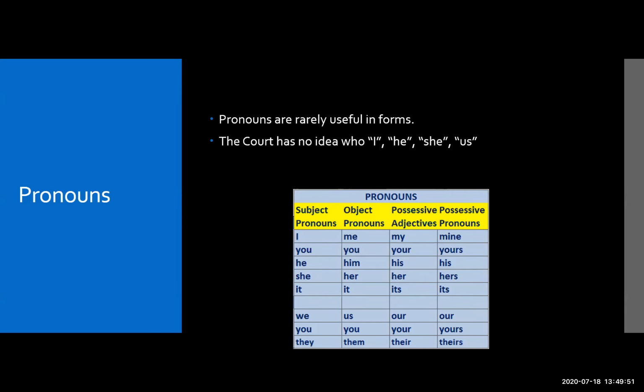Pronouns are rarely used in forms. What is a pronoun? Pronouns are when we say I, he, she, us. So if you're answering a question on a form and you, for example, write, he was in a car accident, the court is going to have no idea who you're talking about. So instead of he, you would write, defendant Donald Duck was in a car accident.